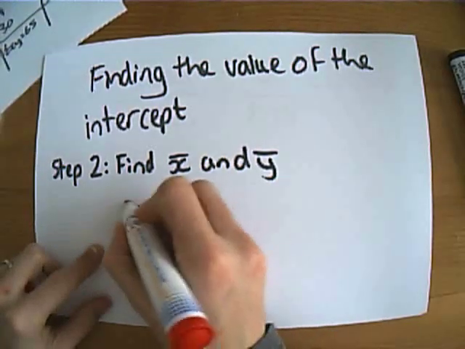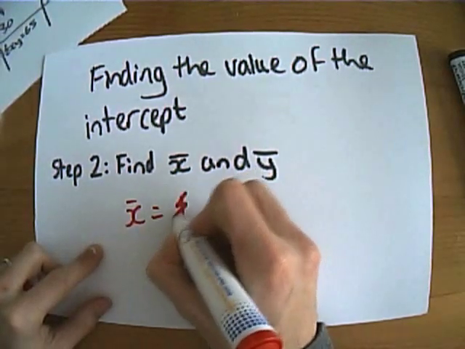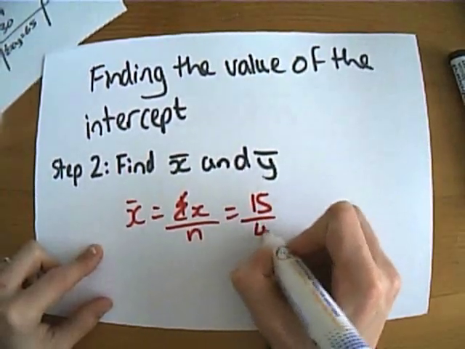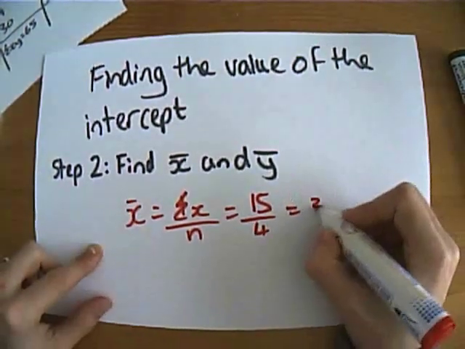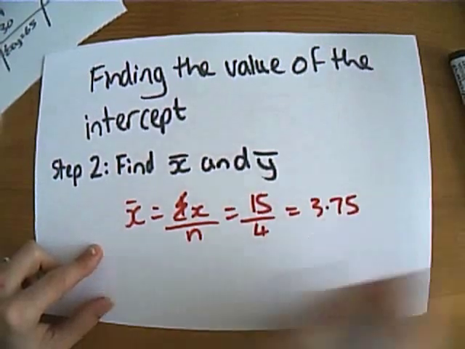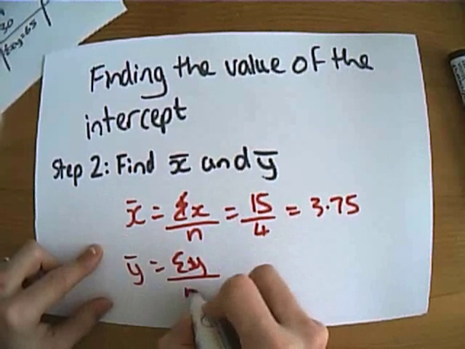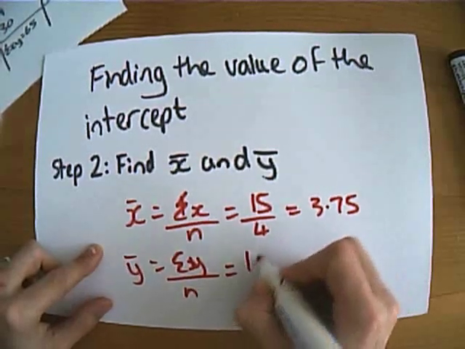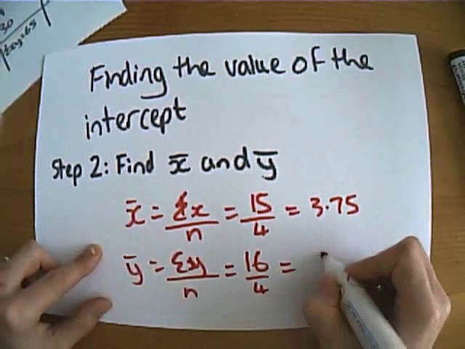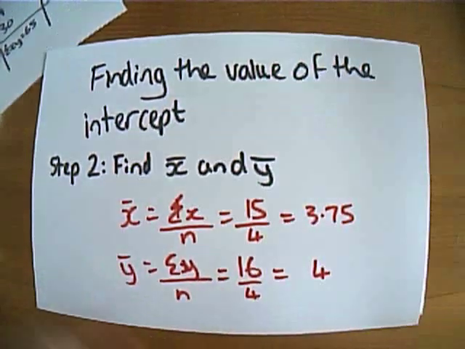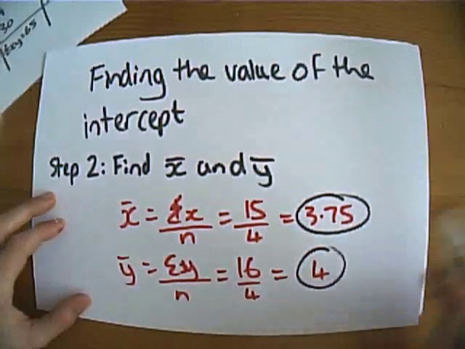So x bar, in this case, is going to be the sum of x divided by n, which is 15, divided by 4 pairs of values, which is 3.75. Y bar is going to be the total of my y values divided by the number of results, and in that case it's 16 over 4, which is 4. So I've now got x bar and y bar. Why is that so important?